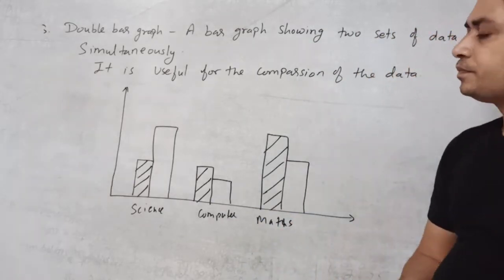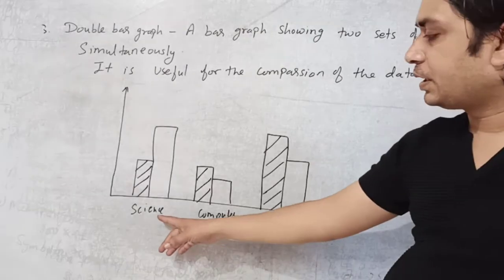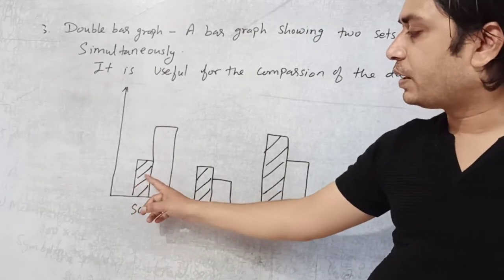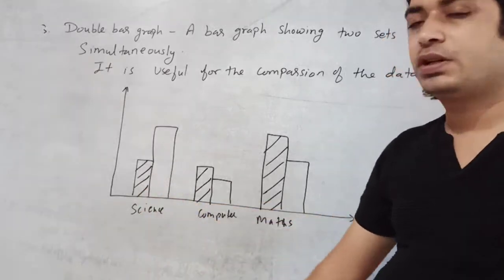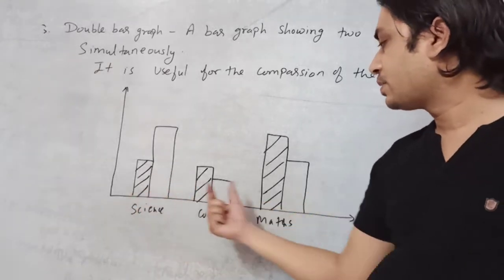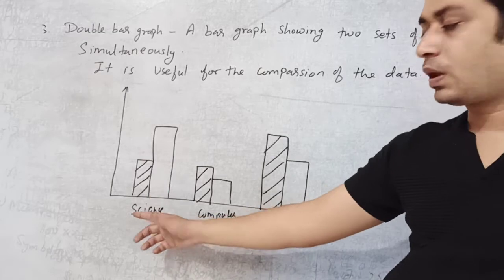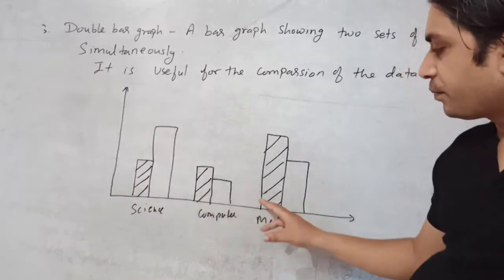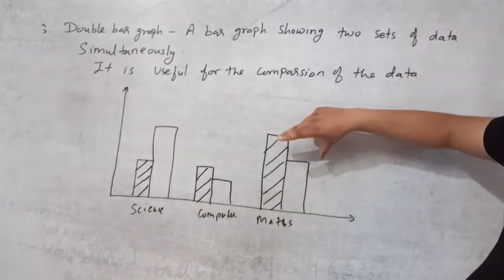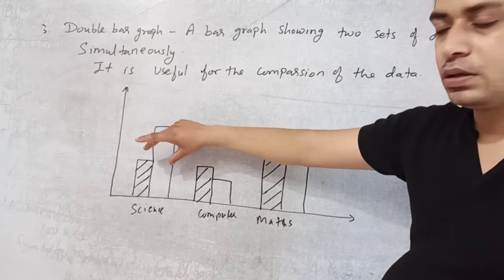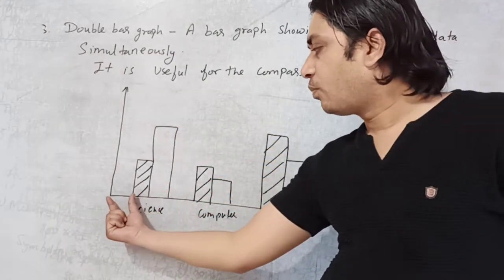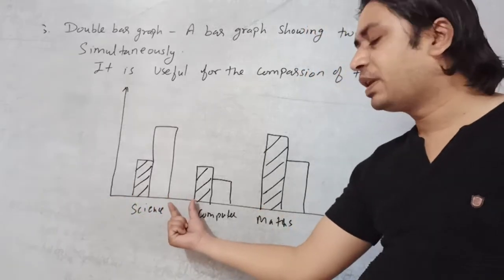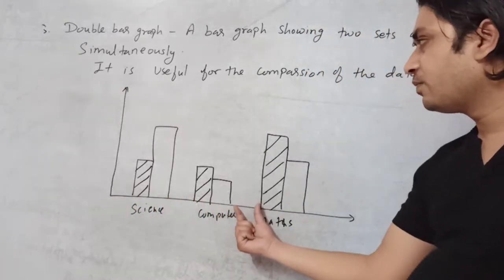this, suppose, the computer, and this, suppose, the maths. When we are showing the two sets of bars, they should be of the same thing only. It means if this is science, then this is also science only. We cannot connect the science and the maths together. So when we have two sets of bars, that is known as the double bar graph. And remember, the same space we have left here, we will leave the same space here.